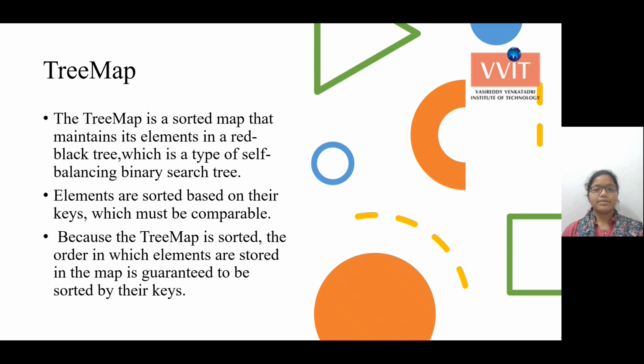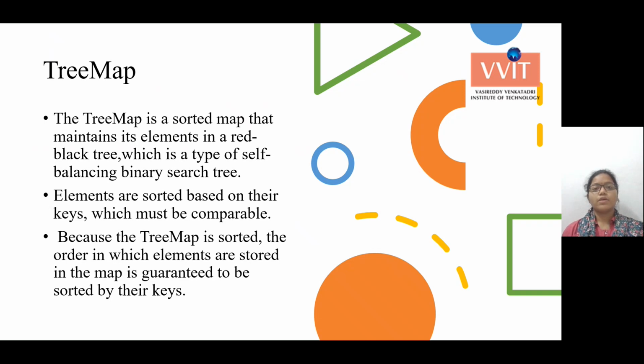And these keys should be comparable. As I said before, in a TreeMap we have keys, and these keys are sorted and stored according to the sorting order of their keys. We can give the guarantee that the key-value pairs in the TreeMap will be stored according to the sorting order of their keys. So this is all about the TreeMap.